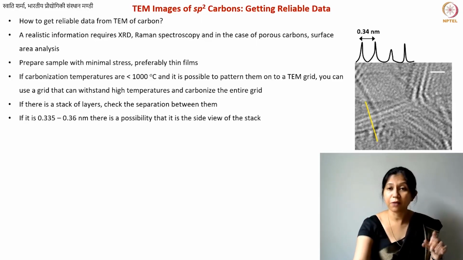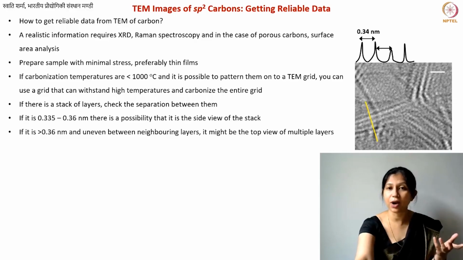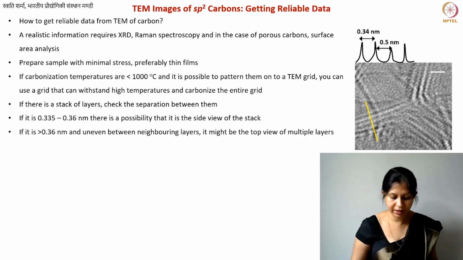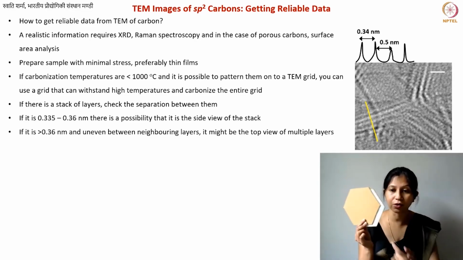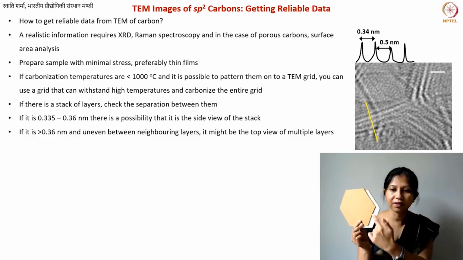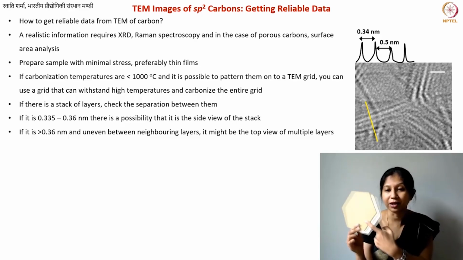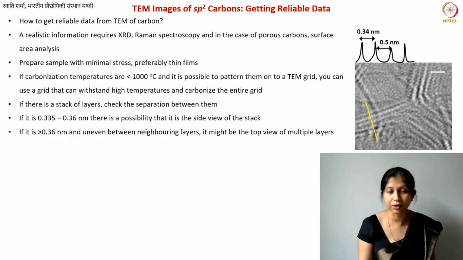However, if this is much larger, let's say you have something like 0.5 nanometer between the two layers, then there's a higher probability that you are looking at this, because the separation is not necessarily 0.335 or anywhere close to it. So this is one thing that you can do if you're a little bit confused.